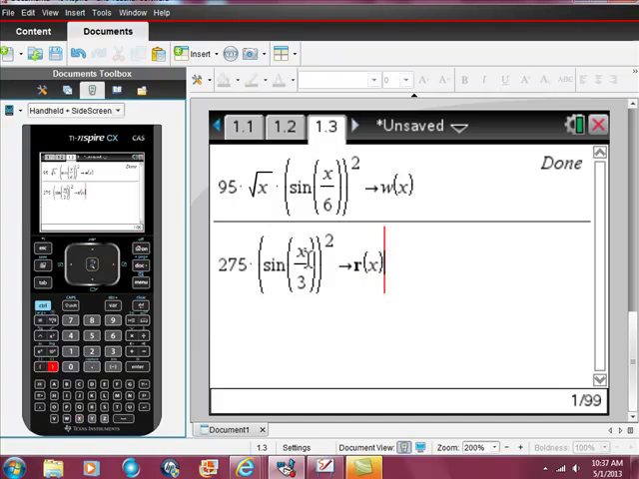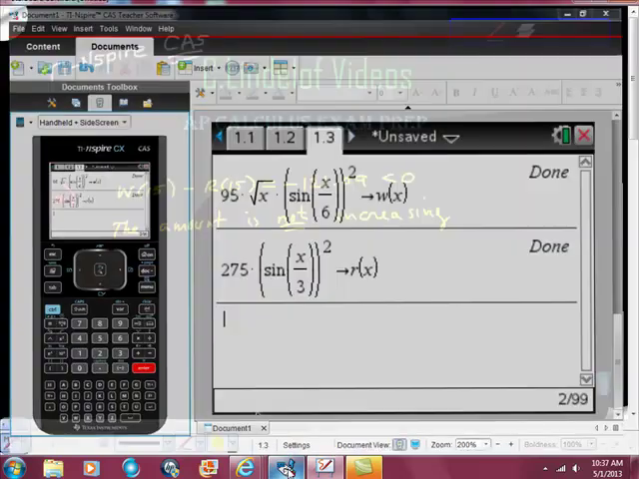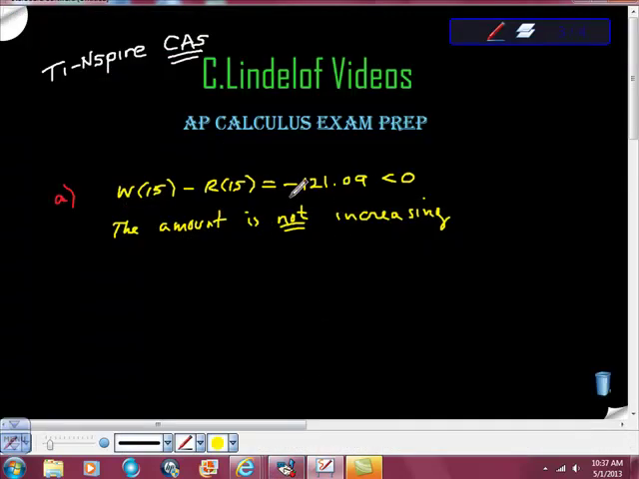I could have used t, but if I use t, I'd have to use t here and here and here. So I started with x, so I just stayed with it, right? And now all I'm going to do is ask the question. Remember what our answer was, that our answer was this, right? So here's our answer right here. And this is how I got that answer.